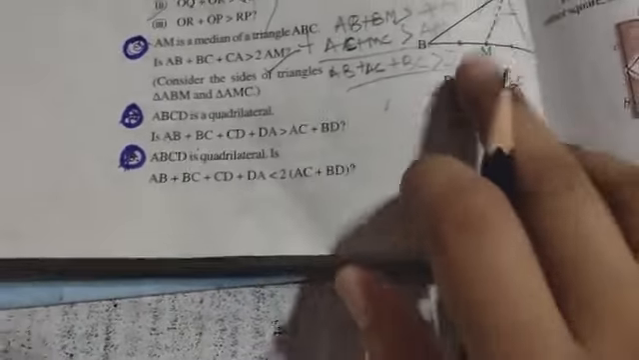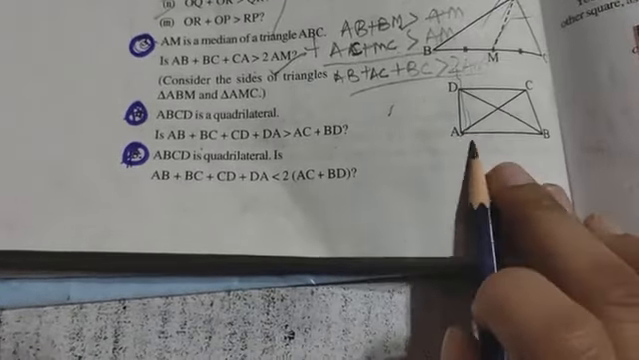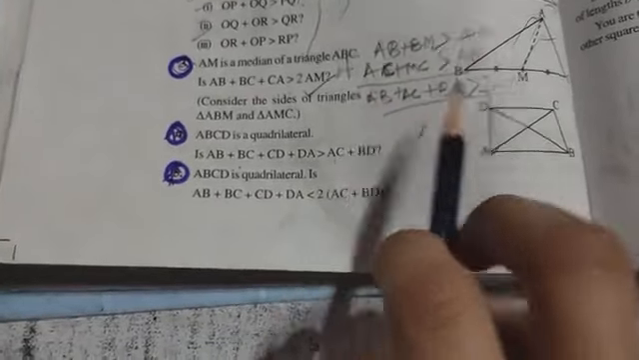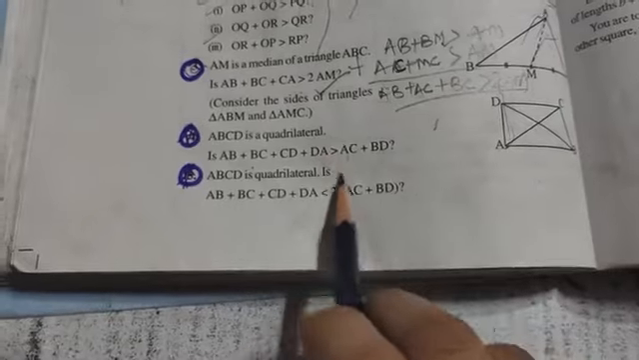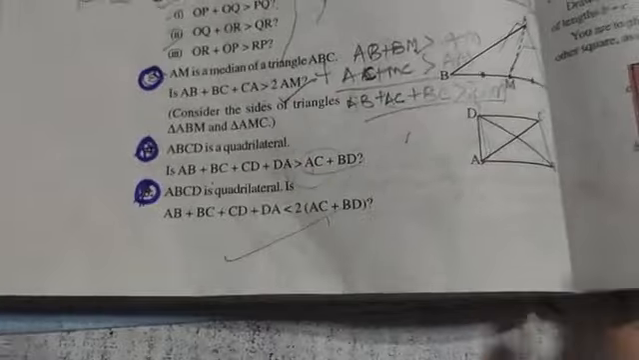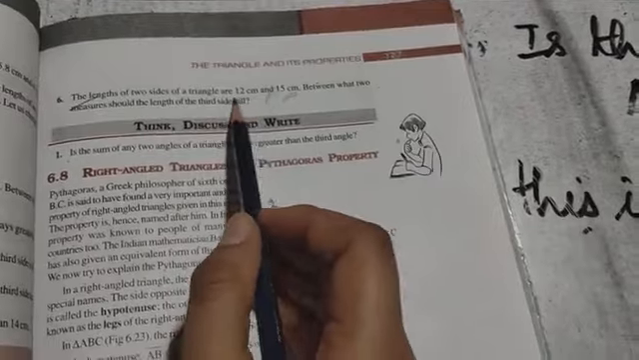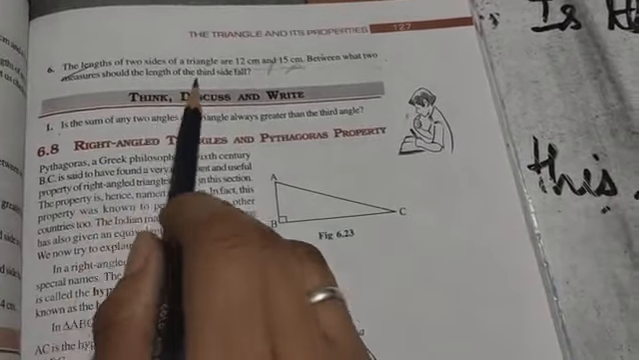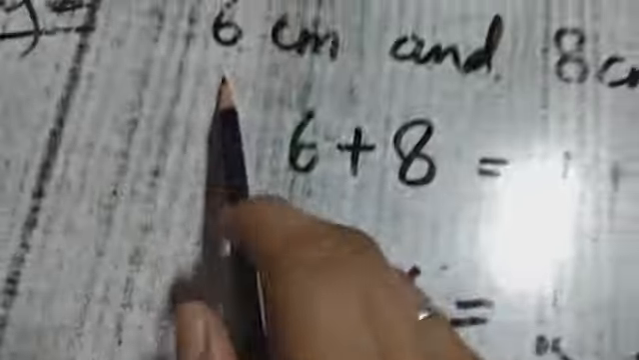ABCD is a quadrilateral. Is AB plus BC plus CD plus DA greater than, this is the same way you have to approach. You'll have to take any two triangles in which you'll get these sides, and then you can solve it. Similarly in this one, you have to do it yourselves. Next question is, the lengths of two sides of a triangle are 12 centimeter and 15 centimeter. Between what two measures should the length of the third side fall? A similar question we have done was this example, 6 centimeter and 8 centimeter. You do it yourself. If you have any confusion, you can ask me.